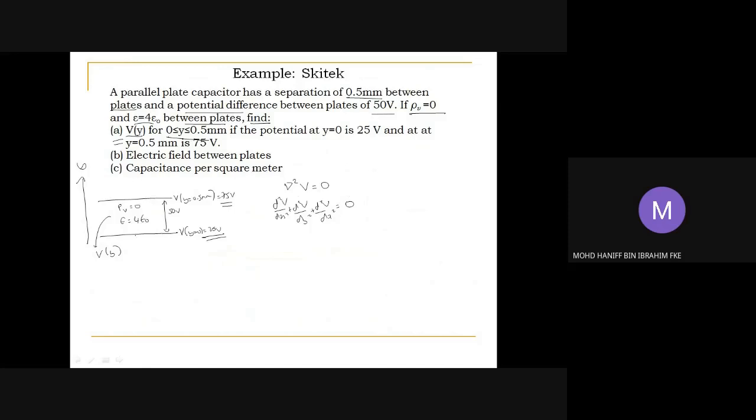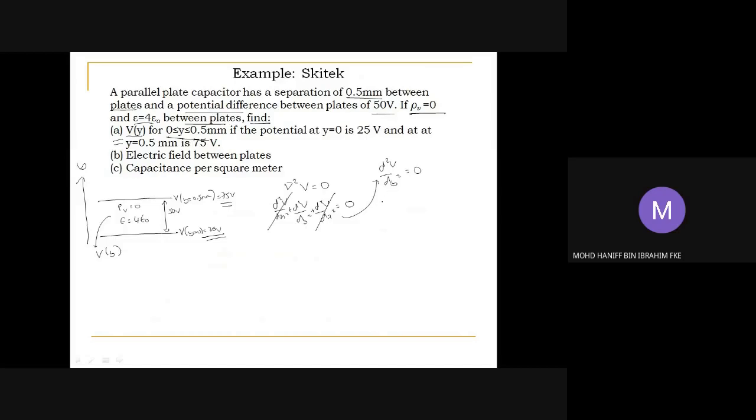But if we base on these problems, it shows that the potential V will change only in the y direction. Which means that we can assume that there is no change of V with regard to x, and also no change of V with regard to z. So the change of V is only in the y direction. So we then have d squared V over dy squared equal to 0, and we need to find V.